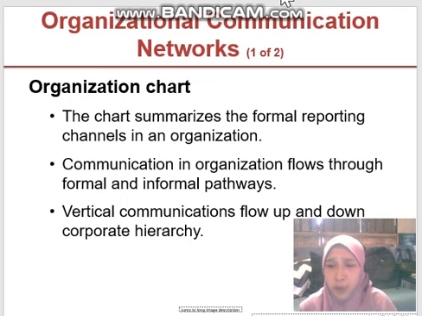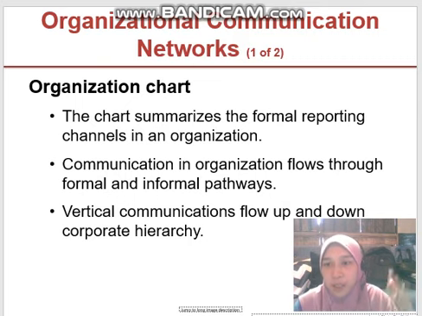Walaupun organizational structure menunjukkan formal reporting system, subordinate kena bercakap dengan bos, bos kena bercakap dengan manager and so on. Tetapi usually in the real organisation, the communication process takes place using informal communication. Maksudnya dia orang bercakap secara informal. So when we talk about the organizational communication network, this is basically the communication network that follows the organization chart. Because the chart summarizes the formal reporting channels in an organization, and communication in organizations flows through formal and informal pathways. So vertical communication flows up and down the corporate hierarchy based on the organization chart.